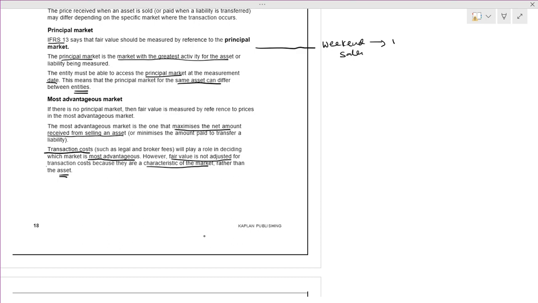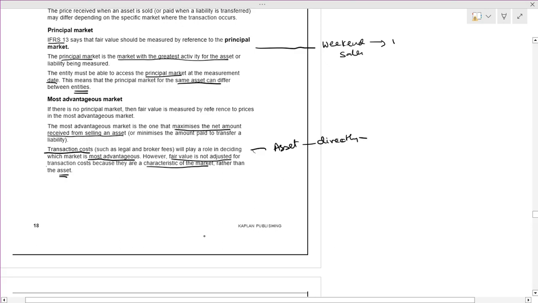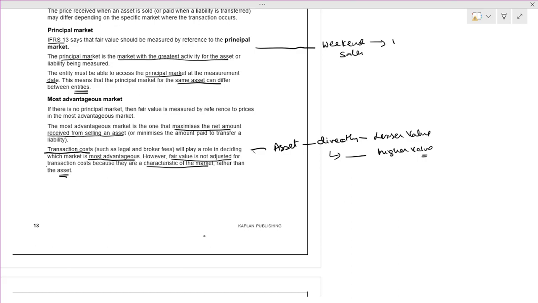If you sell the asset directly, principally, with our assumptions, there is a chance of getting a lesser value. If you are selling an asset through a middleman, there is a chance of getting a higher value. Transaction costs are such things as legal or brokerage fees.